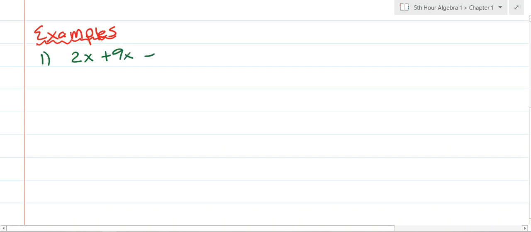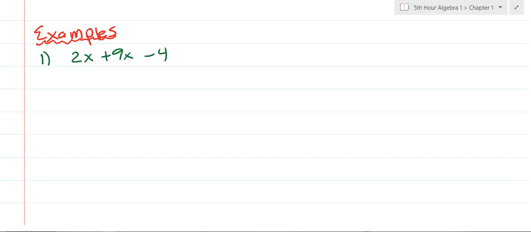Example number 1. So examples. Number 1, we're going to write 2x plus 9x minus 4. So I'm going to look for parentheses. I don't have any. Then exponents, I don't have any. Multiplication or division, don't have any. Adding and subtracting, I do.